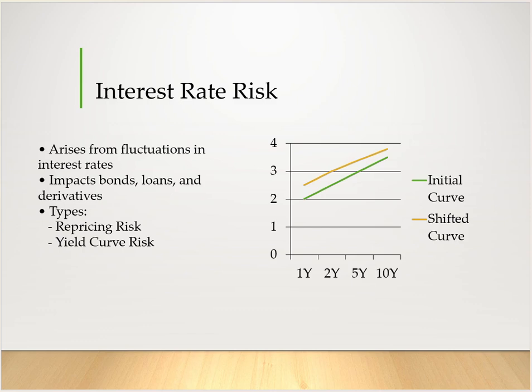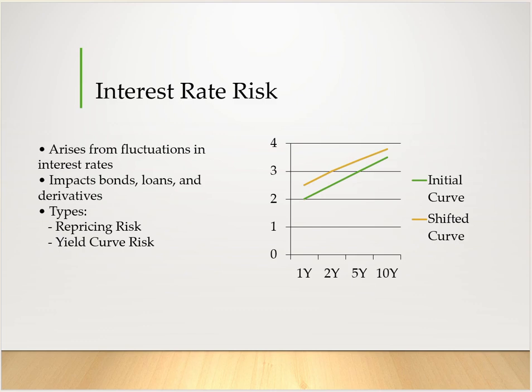There are two main types of interest rate risk. The first one is repricing risk and the second is yield curve risk. Let's discuss repricing risk. When cash flows are exposed to rate changes at different times, that is how we calculate the repricing risk.